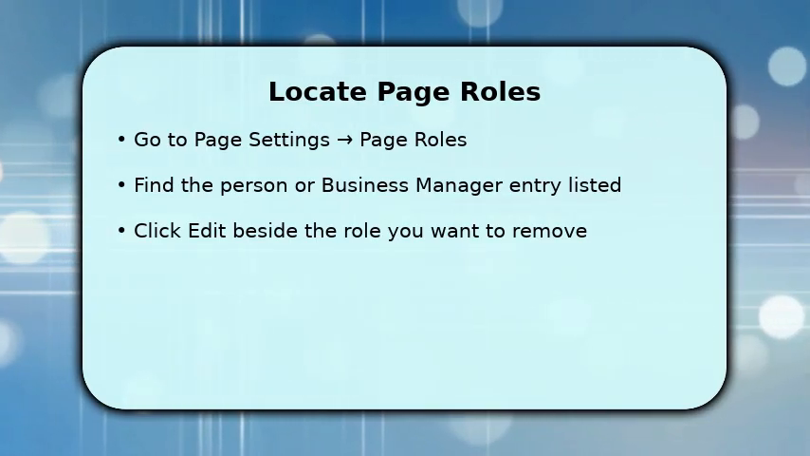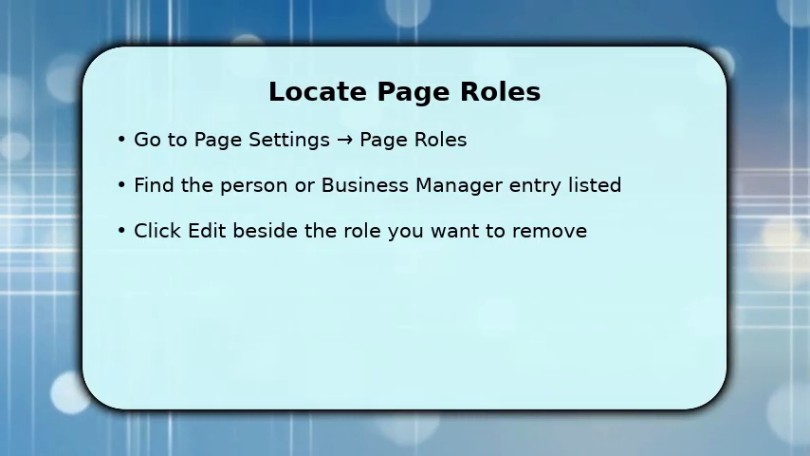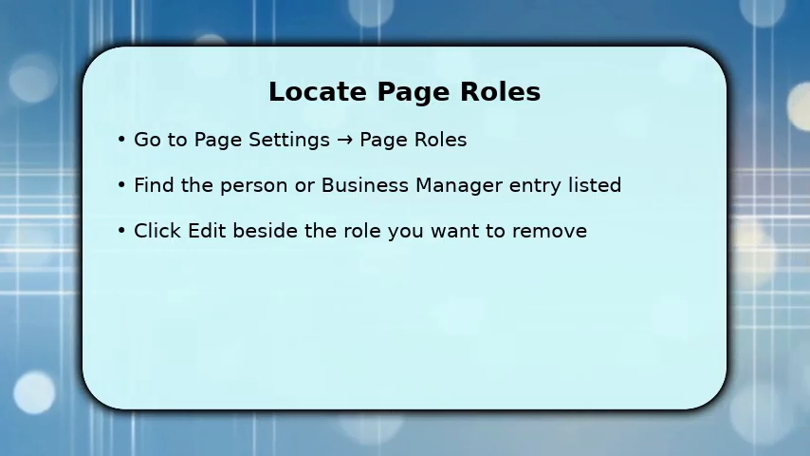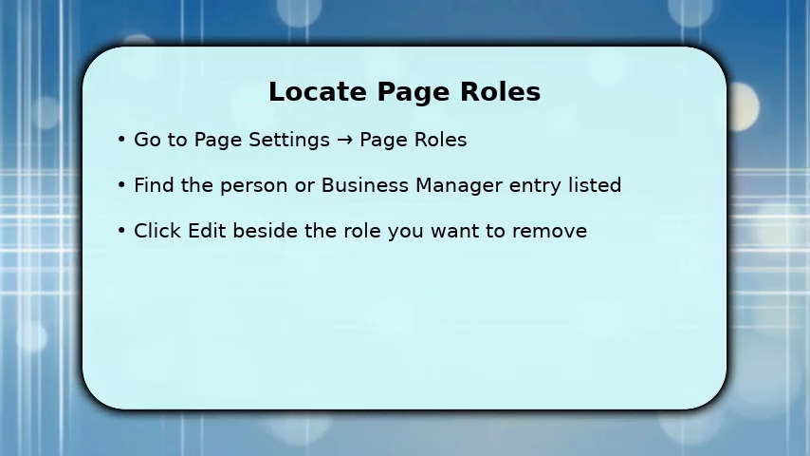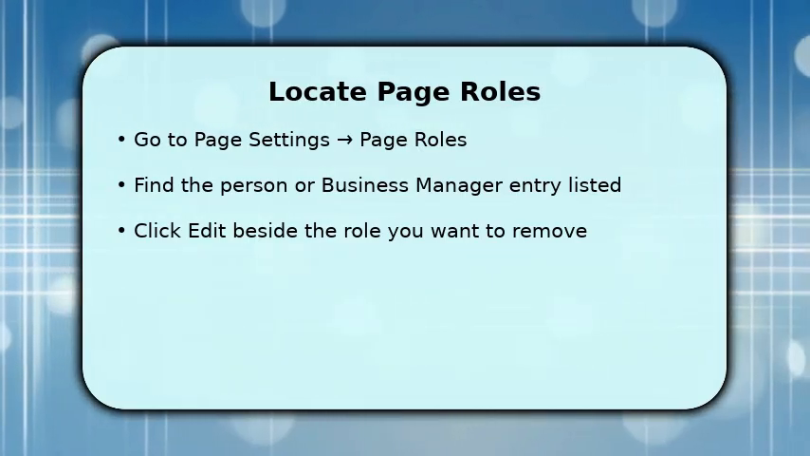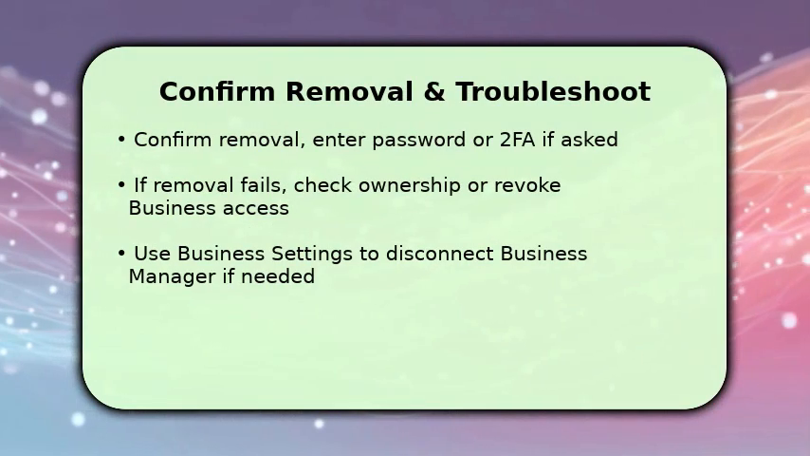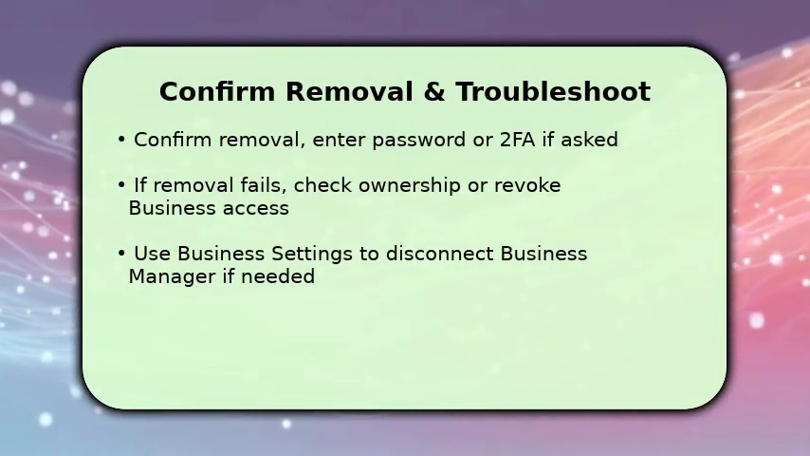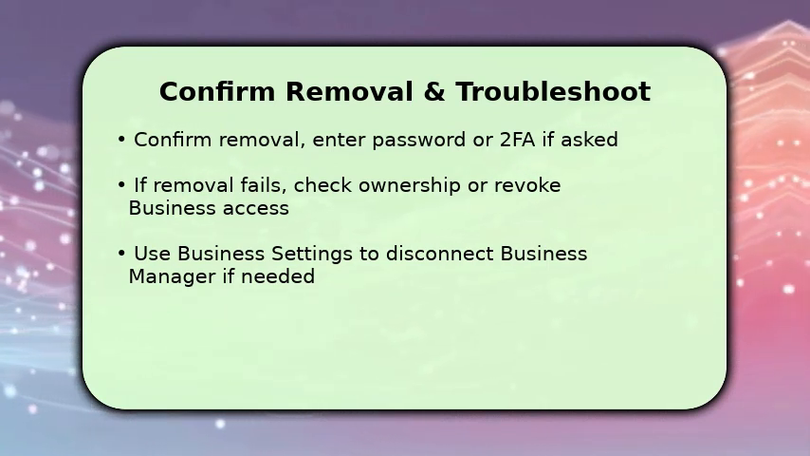Once you find the entry, click Edit next to it, then choose Remove. Facebook will prompt you to confirm. This prevents accidental removals. Enter your password or complete two-factor verification if prompted. Finish by confirming removal in the dialog and entering your Facebook password or two-factor code when requested. Once accepted, the person or manager loses access immediately.